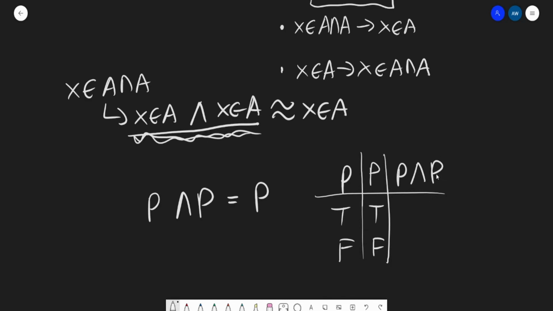For an AND statement to be true, both these guys need to be true. And that's what we see here in the first universe. So let's put a true here. Since both of these are false, we only actually need one of them to be false, but if both of them are false, then this should also be false. And now you can see that P and P is equivalent to P. So we have proven this statement here.